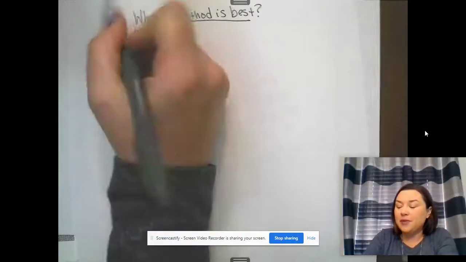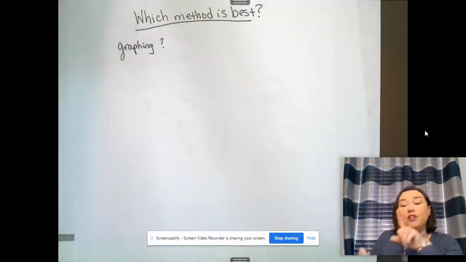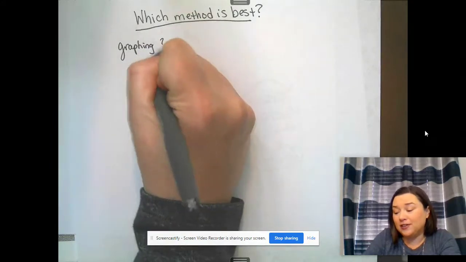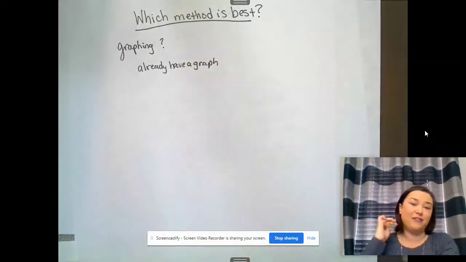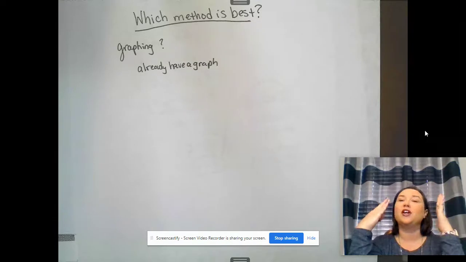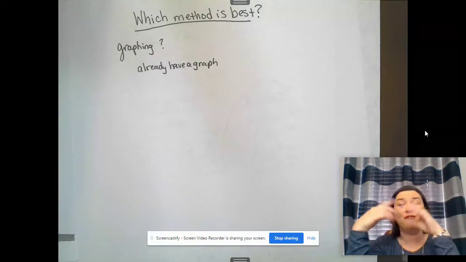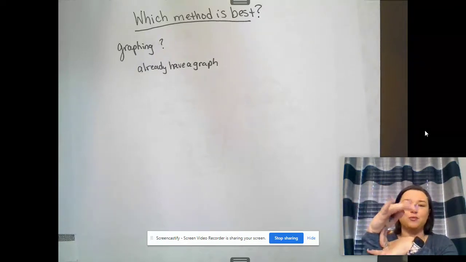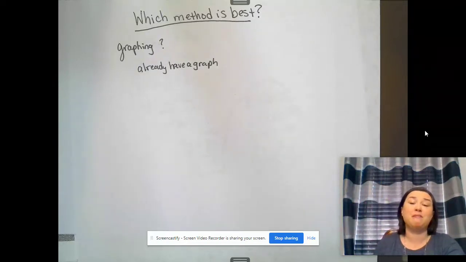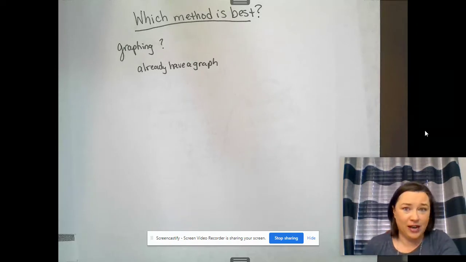So, when is it best to use the graphing method? First of all, if you already have a graph, it's definitely best to use the graphing method. If they've already put the lines on a graph for you, go ahead, use graphing. There's no need to do substitution or elimination. Unless when you look at that graph, the answer is a decimal or a fraction. If it's in Desmos, it'll tell you what that decimal or fraction is. If it's by hand or in a picture, it may not tell you what that is. In that case, you may have to use another method. But if it's already graphed and it falls on a pretty point, then definitely go with the graphing method.